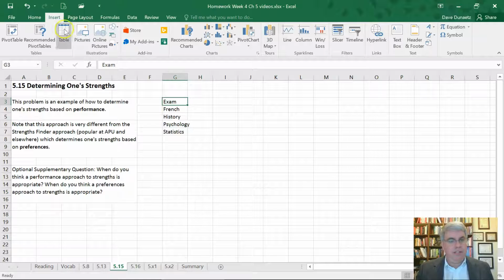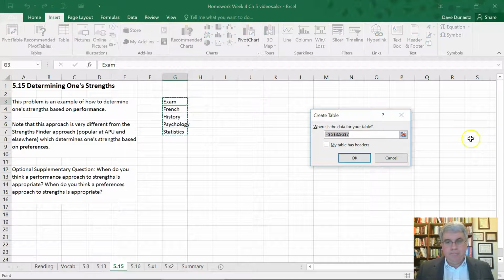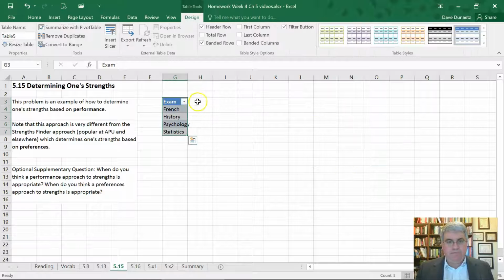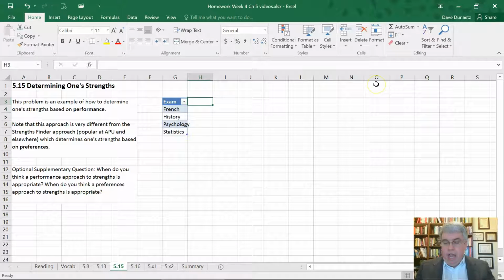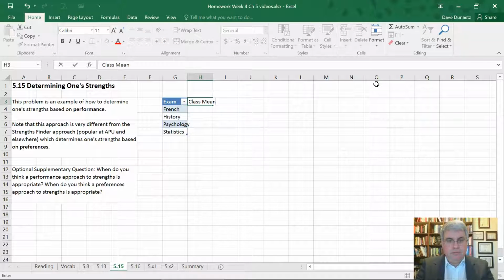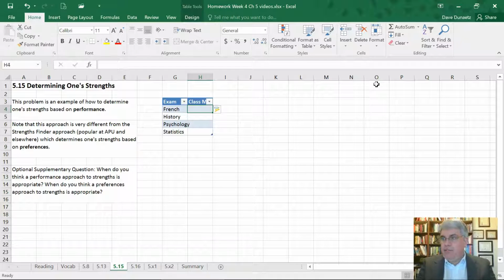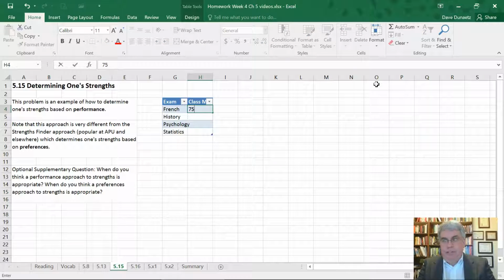And let's put this in a table. So insert table. It really can't tell what's happening here since they're all text, but I'm going to say, yeah, this first one's a header. So I click OK. And now I'm going to put the class mean. And so in French, it was 75.4. So this is all from the prompt.